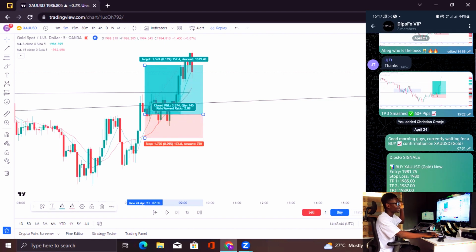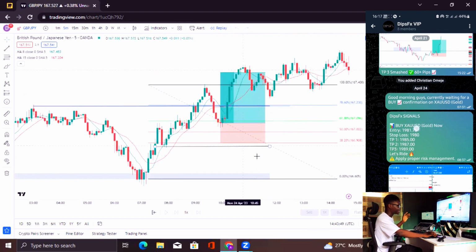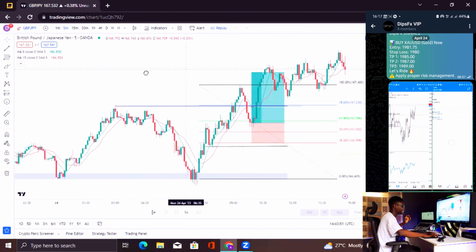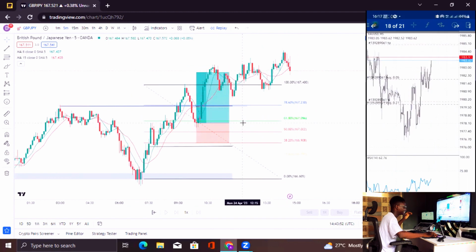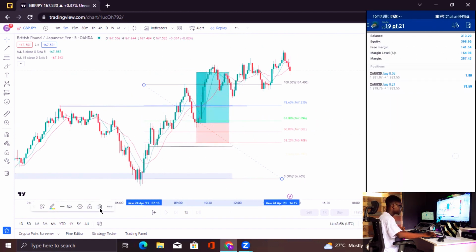So let me quickly show you guys the second trade. Second trade was on GJ, which was massive. It was massive. So I'll quickly clear all these and show you guys the analysis I saw before the initial entry.